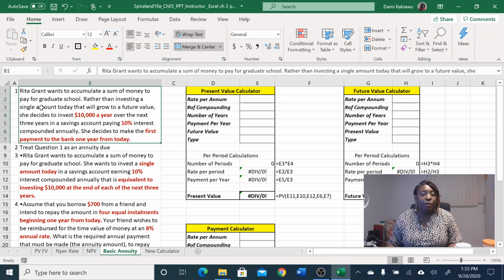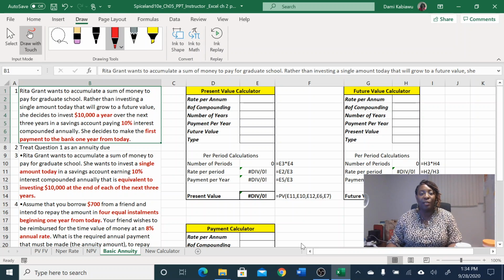So first question, Rita Grant wants to accumulate a sum of money to pay for graduate school. Rather than investing a single amount today that will grow to a single future value, she decides to invest $10,000 a year over the next 3 years in a savings account paying 10% interest compounded annually. She decides to make the first payment to the bank 1 year from today. So, what does this look like visually?